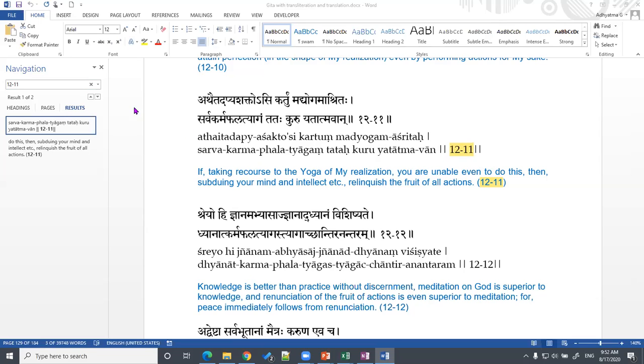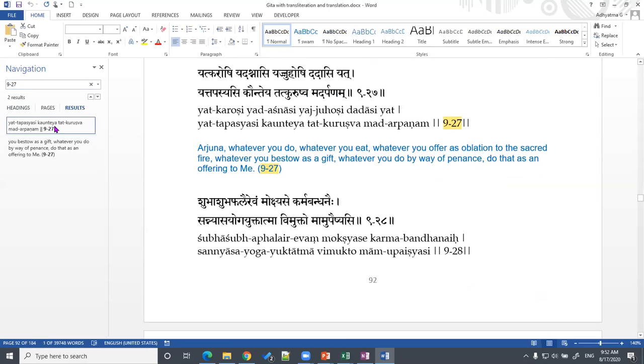There is a comment also for 9.27. There is a prayer we do on 9.27. Yat karoshi yadashnasi yajjuhoshi dadasi yat, yat tapasyasi kaunteya tat kurushva madarpanam. I do not see in this any form which is twa or tum pratyaya. So, Salil Baba, if you could clarify exactly what you are referring to.